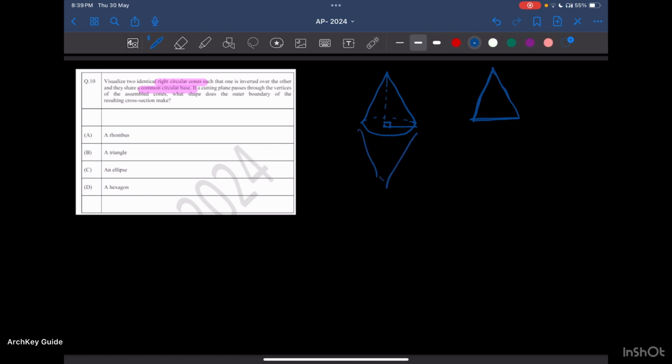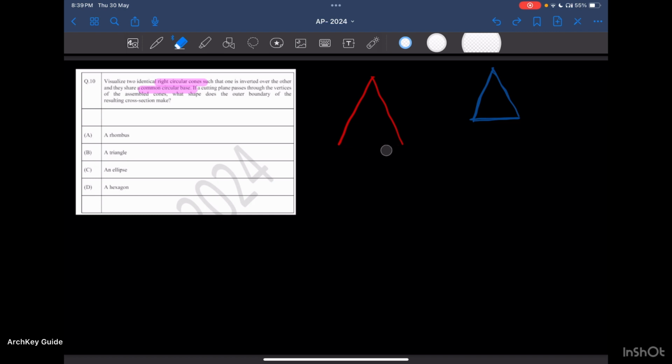So let's draw a diagram again. I'll always preach for making diagrams because that helps us visualize things more clearly. So if this is one of my cones, I'm making the vertices. And this one's the other cone. These are identical. Right angle, right angle. Fine.